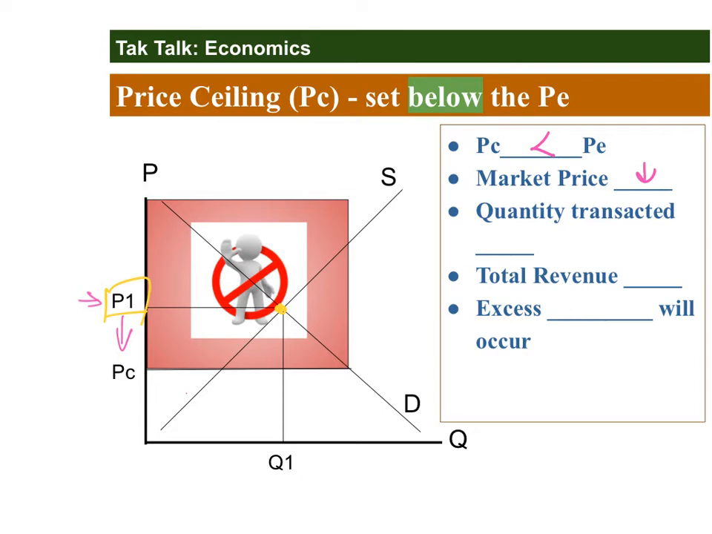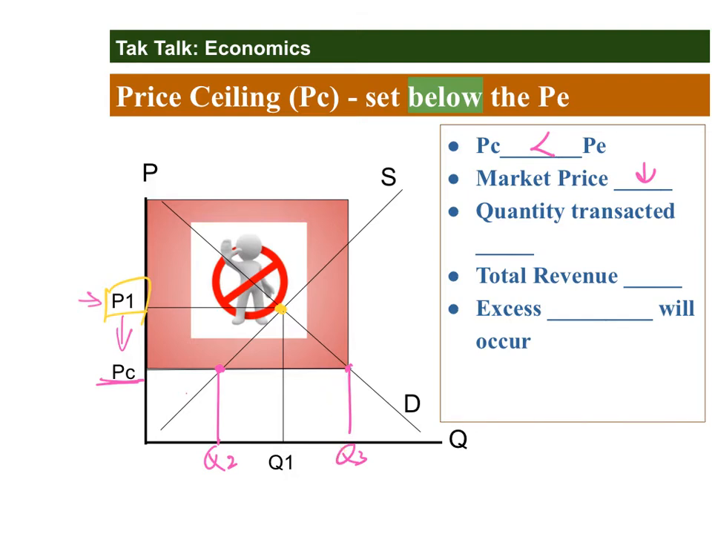So the quantity transacted, what happened? Actually, when we go to PC, you will find that there are 2 points here. Just say that they are Q2 and Q3. For Q2, we will find that this is the quantity supplied because it touches the supply curve. For Q3, it touches the demand curve, so it is the quantity demanded.